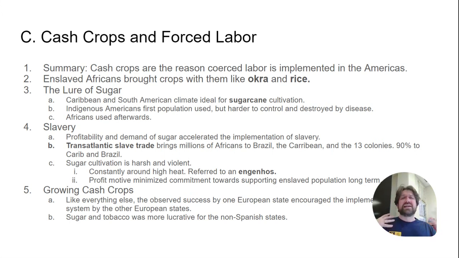And then I guess I didn't say, in the end, 90% of enslaved people go to the Caribbean, and the vast quantity go to Brazil, actually, in the end. That's something I didn't talk about in there.